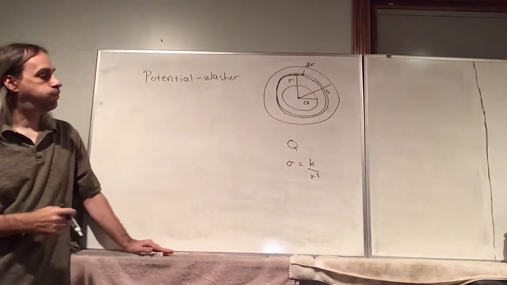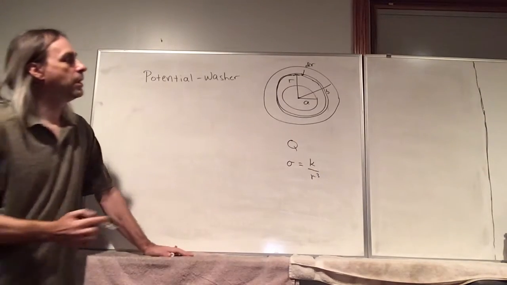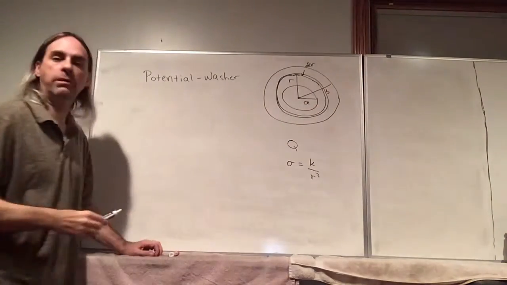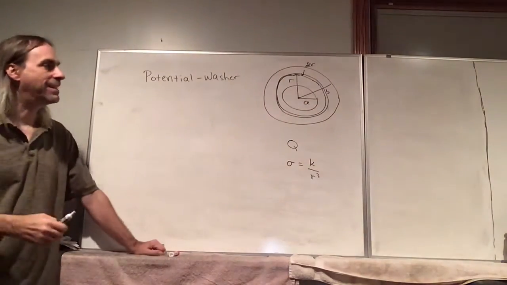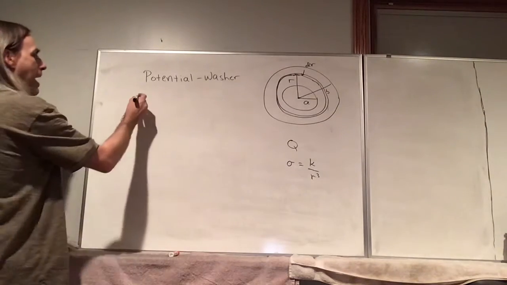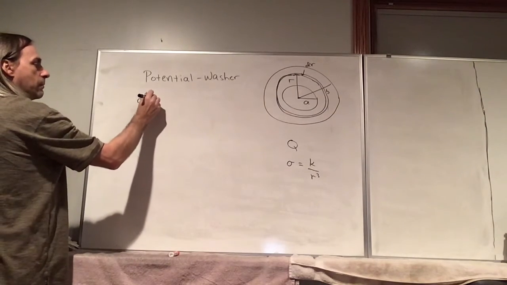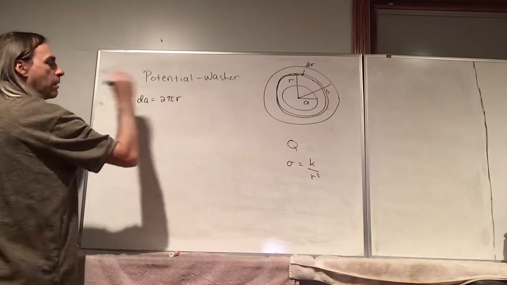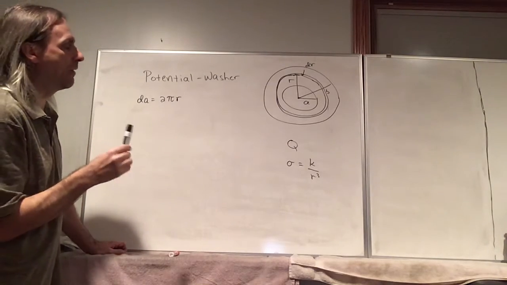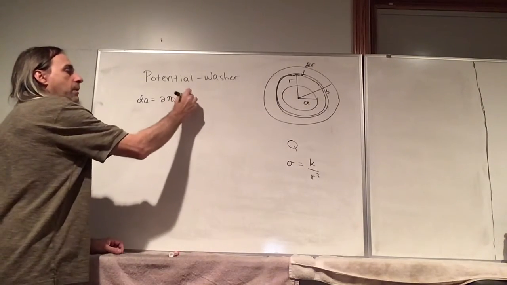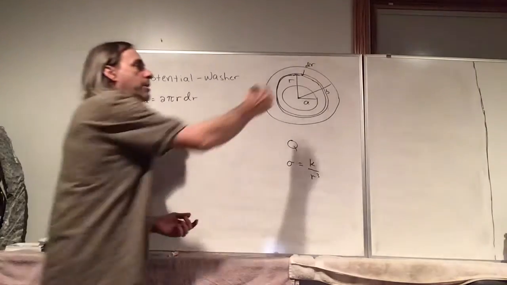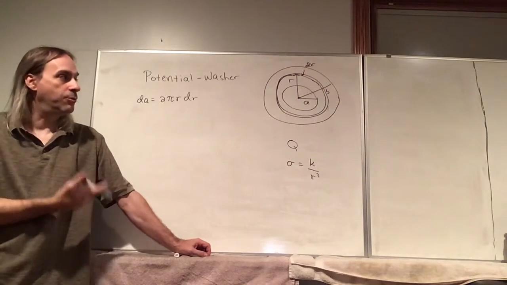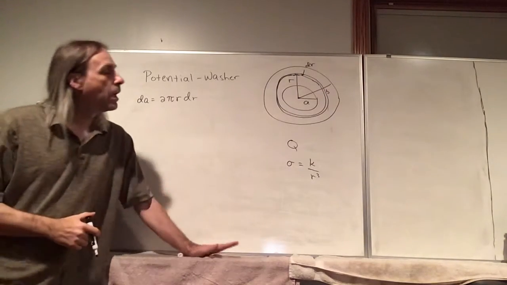And so the amount of charge, we can say that the area of this little ring at a radius r with a thickness dr, that area dA would be 2 pi r times the thickness, which is dr. So again, that only works if dr is very small. And of course, we're taking the limit that dr goes to 0, so this works.